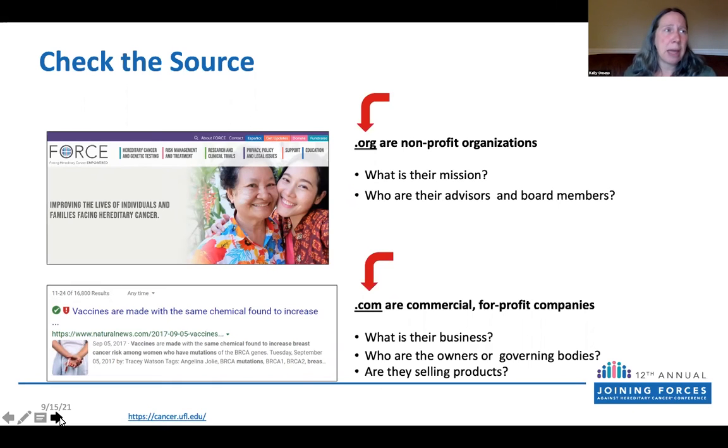And that's true for many nonprofit organizations, but there's a range. It's important to understand what the mission of an organization is, who their advisors and board members are, in terms of whether you find them reliable or not.